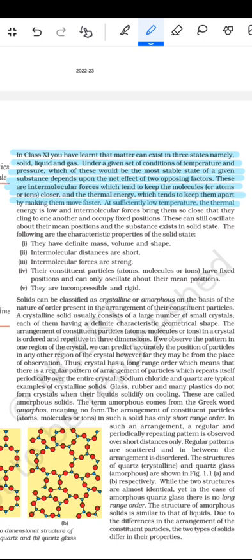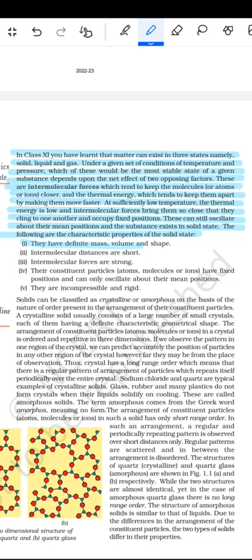At sufficiently low temperature, the thermal energy is low, and intermolecular forces bring them so close that they cling to one another and occupy fixed positions. These can still oscillate about their mean position and the substance exists in the solid state. The following are the characteristic properties of the solid state.